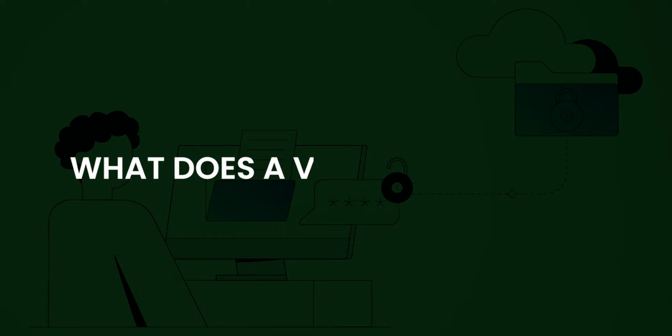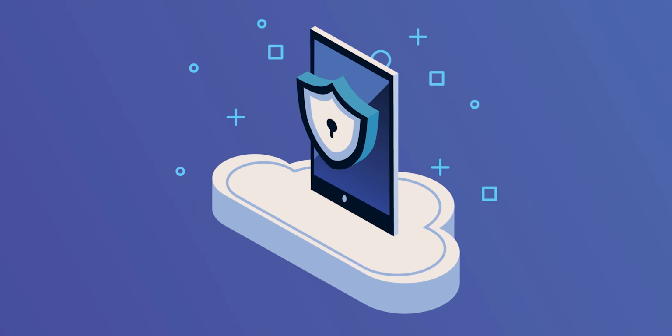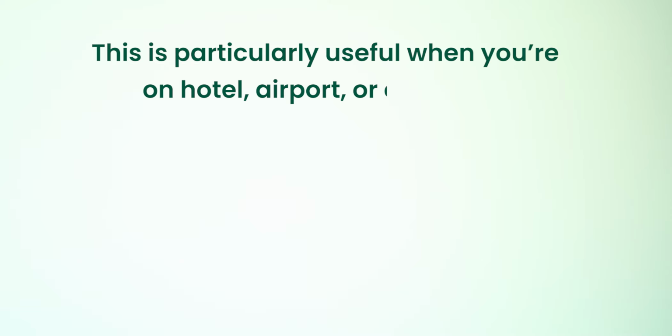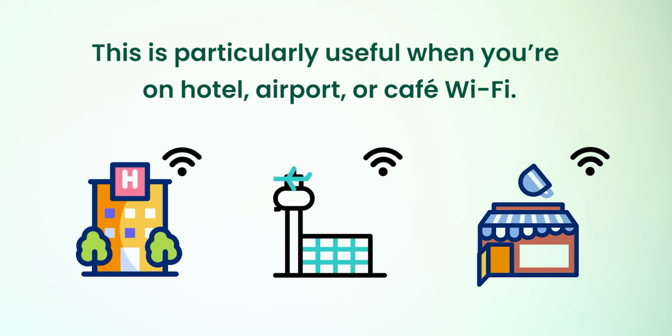What does a VPN actually do? A VPN does 3 main things. 1. Encrypts your data, so people can't spy on your traffic. 2. Hides your IP address, so websites see the VPN's location instead of yours. 3. Protects you on public Wi-Fi, so hackers can't steal logins and messages. This is particularly useful when you're on hotel, airport, or cafe Wi-Fi.